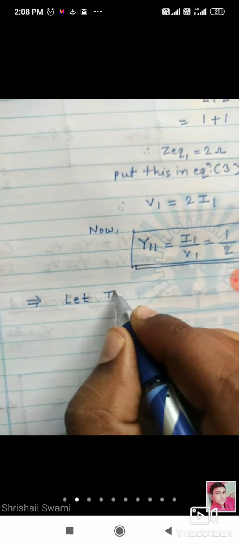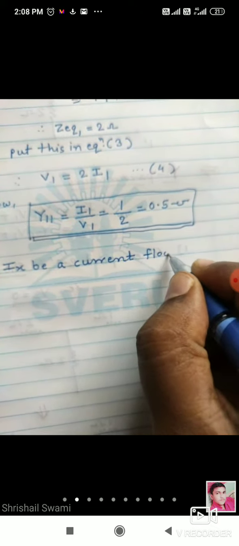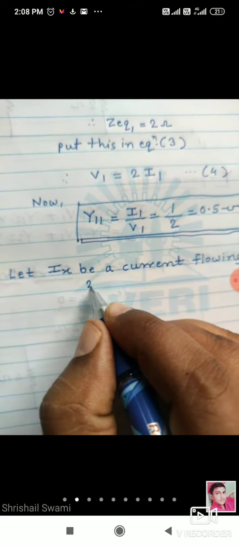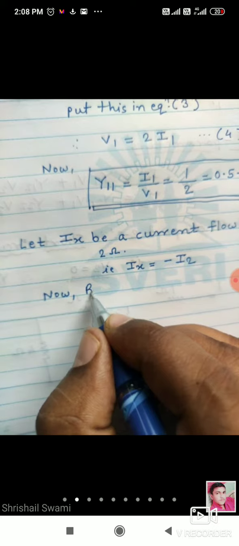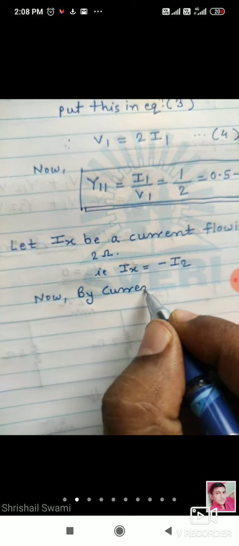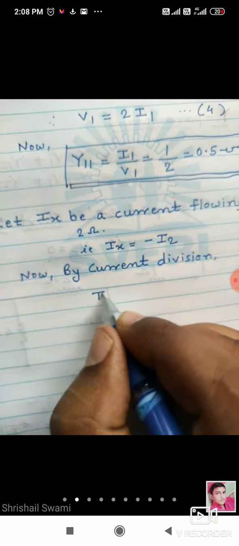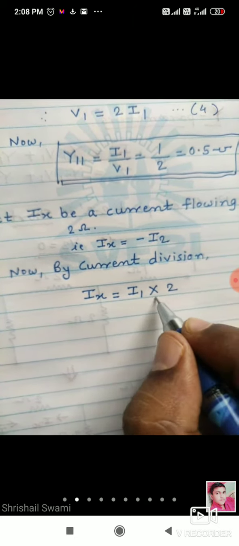Let Ix be a current flowing through 2 ohm. That is Ix is equal to minus I2. Now by current division, Ix value you can find out. Ix is equal to total current is I1 into opposite branch is also 2 divided by 2.